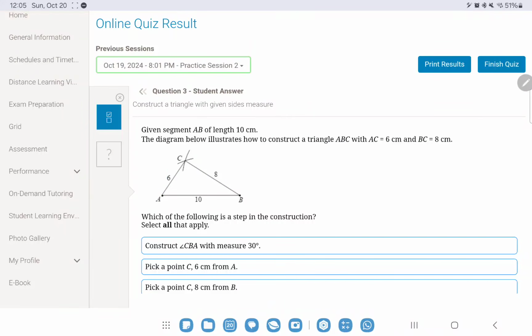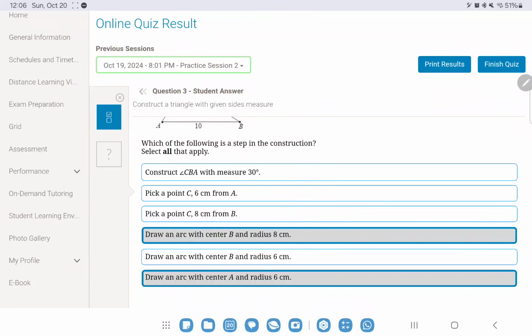Now let's move on. Okay, so it's just telling you that you have a segment AB with length 10, and they're asking you how to construct this triangle that they gave you. So we know that we need to draw two different arcs, one from point B and one from point A. The one from point A is gonna be at a distance of 6 centimeters, and the one at point B is gonna be at a distance of 8. And where they intersect, you draw your triangle.